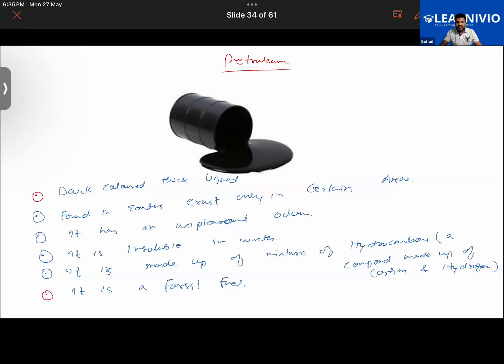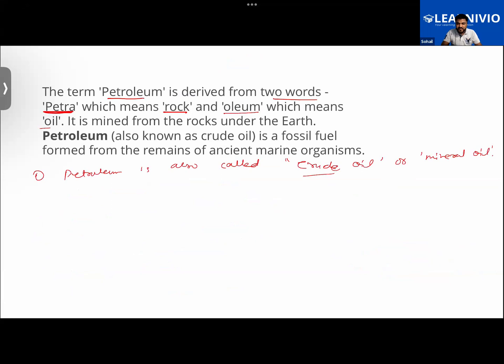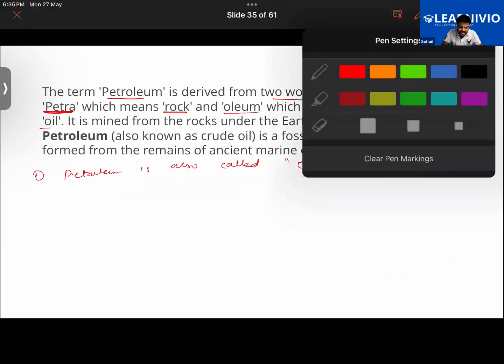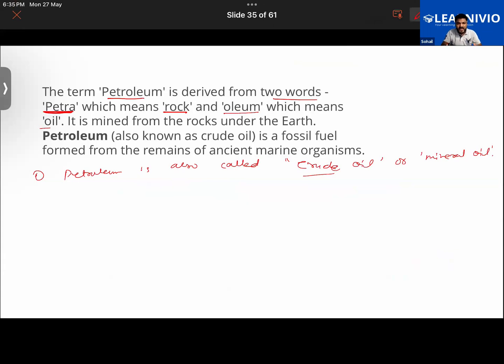We learned that it's a dark colored, thick liquid. It has a very unpleasant smell. It is not soluble in water. It does not mix with water. And it's a mixture of different types of hydrocarbons, mainly compounds of hydrogen and carbon. And obviously, it's a natural fuel. It's a fossil fuel. Petroleum is made up of two words, petra and oleum, meaning rocks and oil.